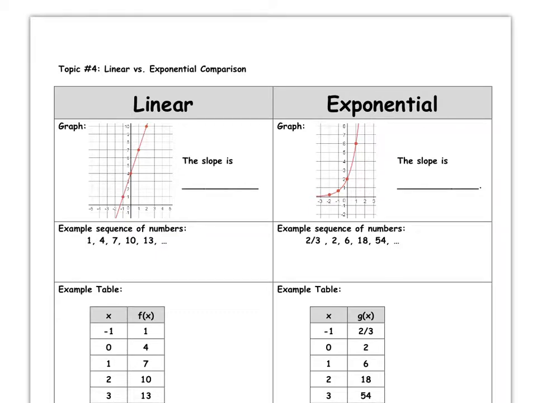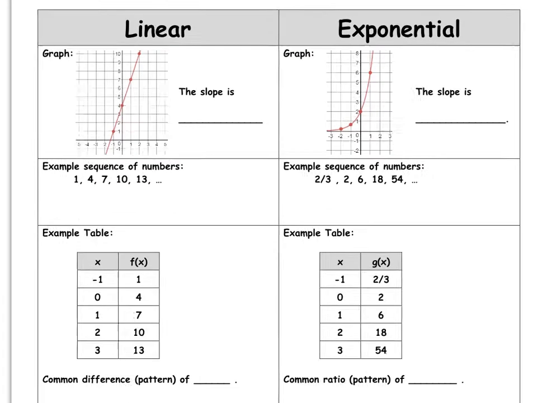Hey everyone, this is our last topic in Unit 7b, and it is on linear versus exponential comparison. In a previous unit, we learned about linear functions. In this unit, we learned about exponential. Now we're going to compare them and just put them together side by side.